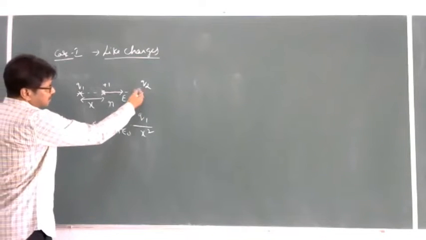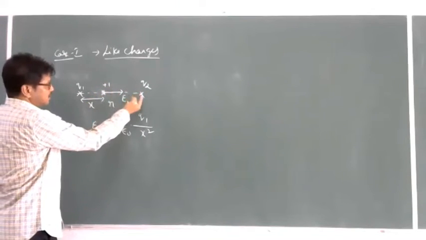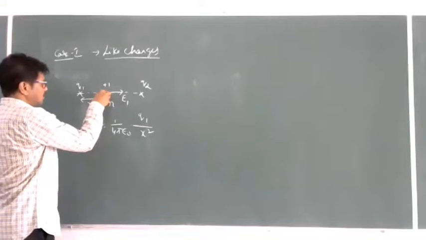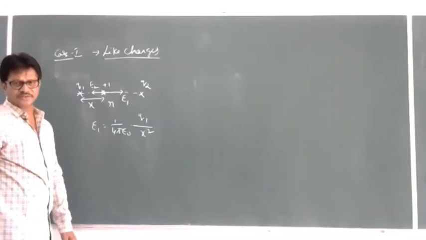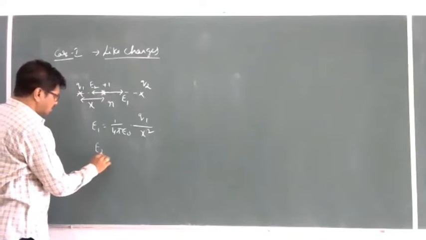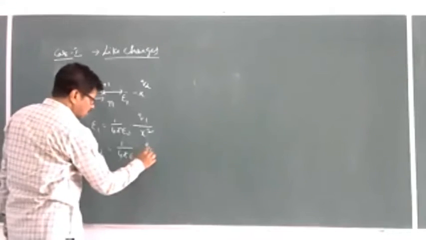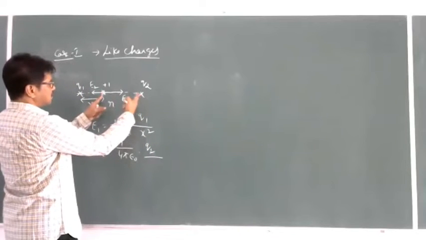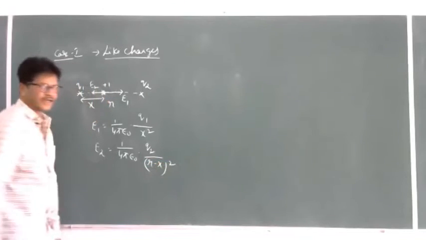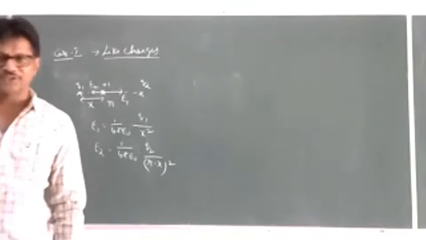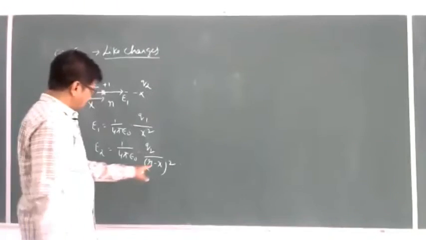Similarly, because of this charge Q2, one more electric intensity will act. This is positive and this is positive, so again an electric intensity will act like this. E2 is equal to 1 by 4 pi epsilon naught Q2 by, this distance I should take now, which is equal to R minus x whole square. E2 is equal to 1 by 4 pi epsilon naught Q2 by R minus x whole square.